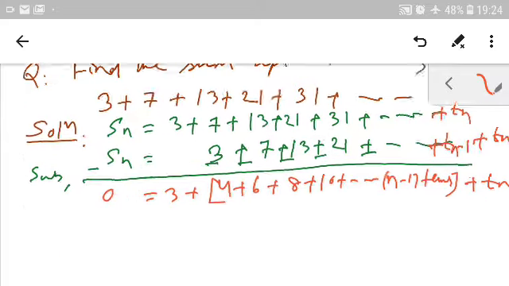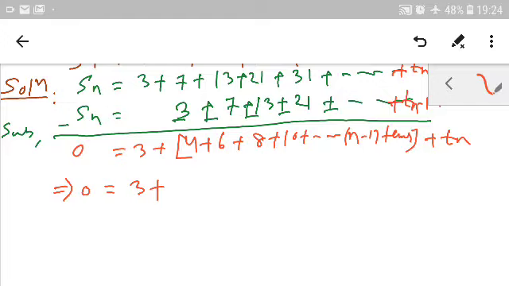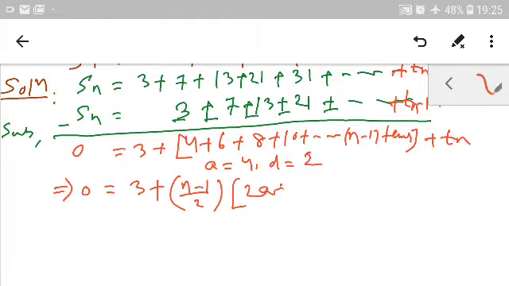So now let me conclude this one. That implies 0 equals 3 plus, you can easily see this is an AP. Here a equals 4 and d equals, sorry, d equals 2. So here the sum of n minus 1 terms will be (n minus 1) by 2 whole into 2a plus (n minus 1 minus 1) whole into d, plus Tn.